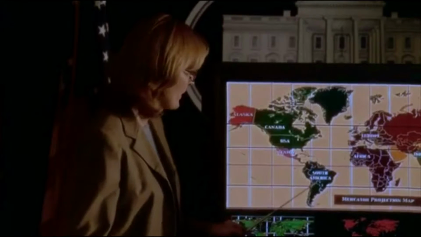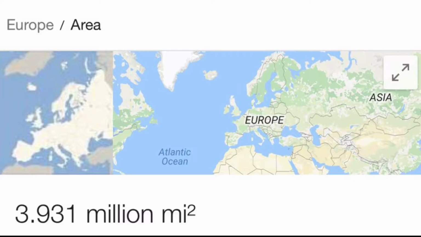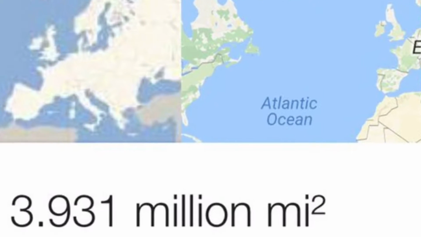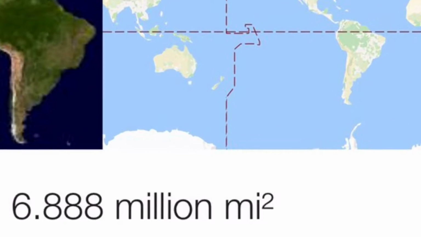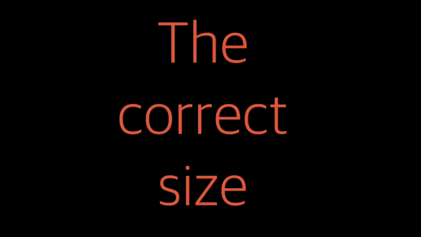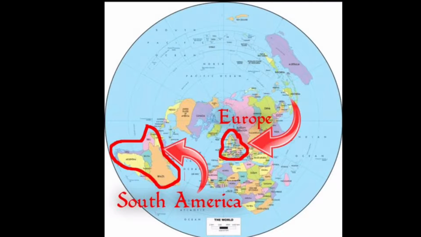Here we have Europe, drawn considerably larger than South America, when it's 6.9 million square miles. South America is almost double the size of Europe's 3.8 million. Alaska appears 3 times as large as Mexico, when Mexico is larger by 0.1 million square miles.